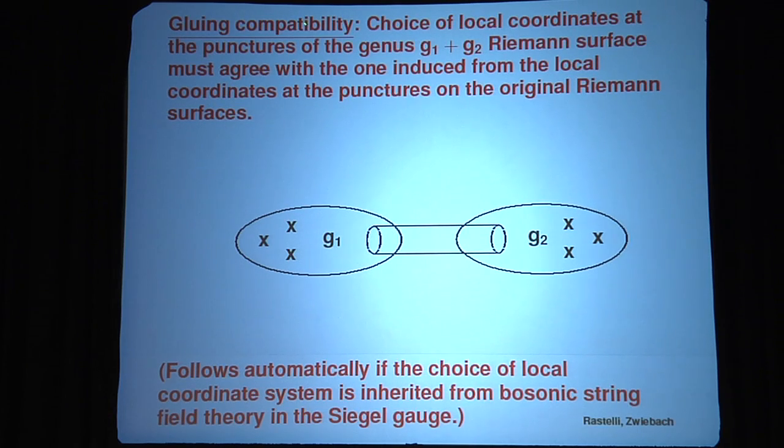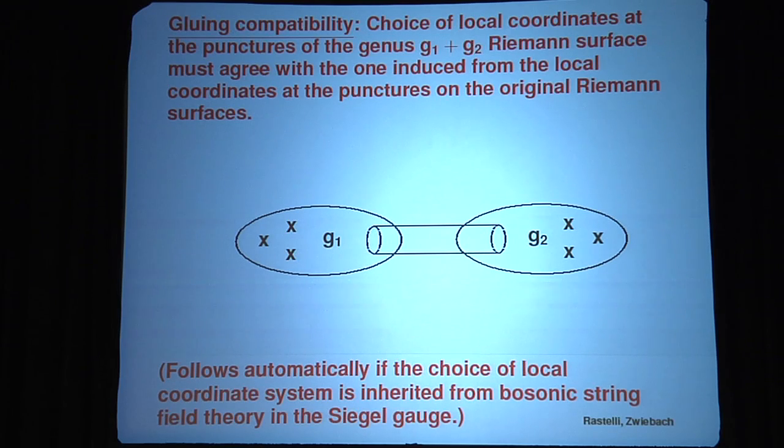Now, gluing compatibility demands that the choice of local coordinates at the punctures of the glued surface of the genus G1 plus G2 Riemann surface that we get from gluing must agree with the one that is induced from the local coordinates at the punctures on the original Riemann surface. So, in other words, when we construct a new Riemann surface by gluing two Riemann surfaces, the choice of local coordinates around the punctures is not arbitrary, but they must be chosen to be the same ones that are induced from the original Riemann surfaces which are being glued.